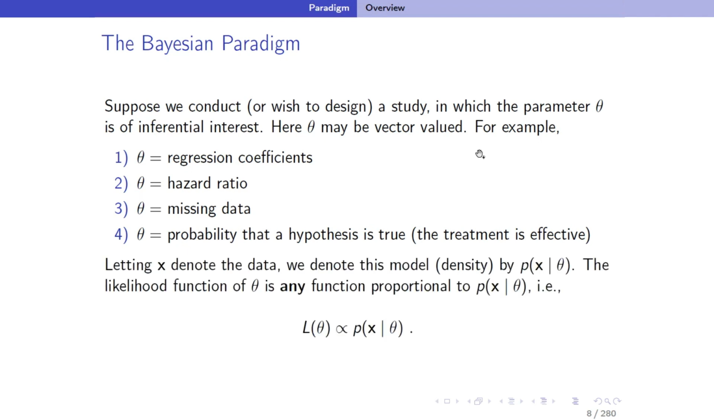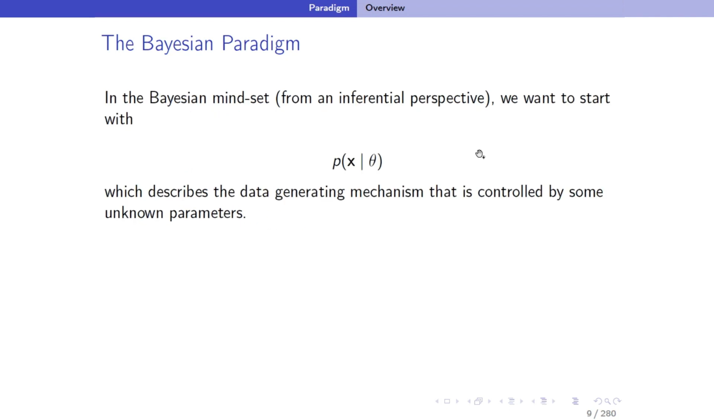Okay? And now, let X denote the data, and then this model, what we call the density P of X given theta, is the data generating mechanism. We also call it the sampling distribution, which is how X comes about given theta. And we also say that the function itself, that's proportional to this sampling distribution, is the likelihood function. We all know that. That's actually very standard statistics.